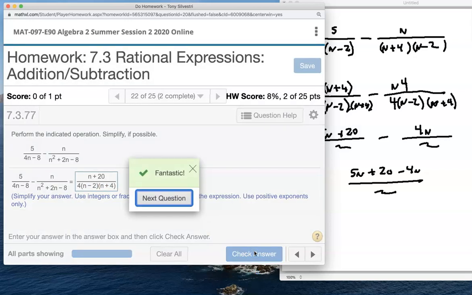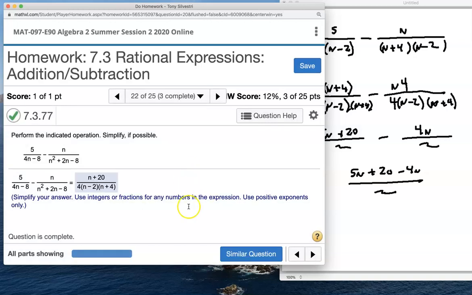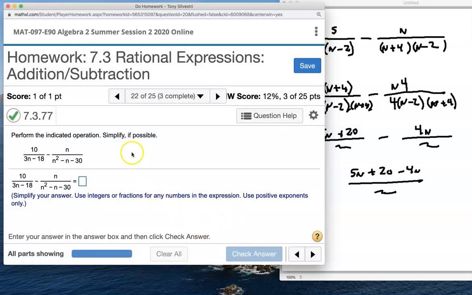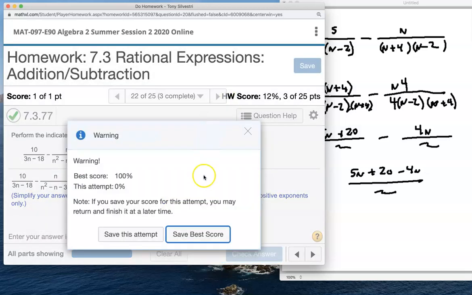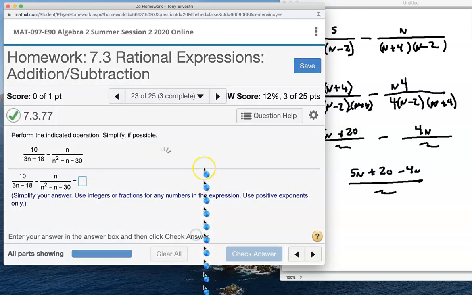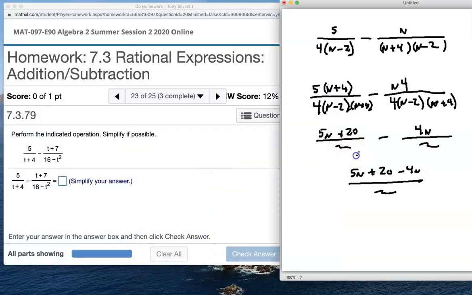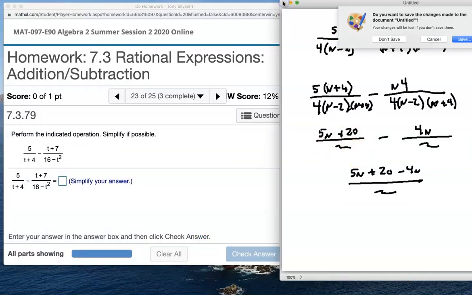Okay, please give me green. I got some green. I'm very happy. I redeemed myself slightly. Okay, three more. Oh, not similar question. I have to hit this button. Best score. Okay, let's do this one. Start off nice and fresh.